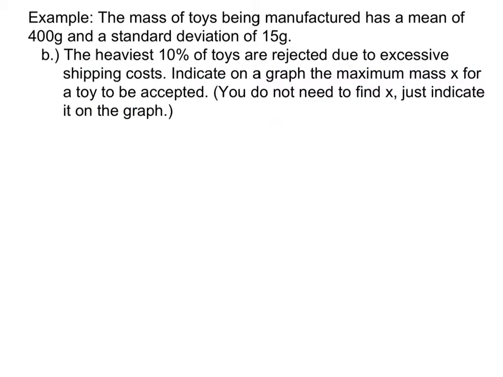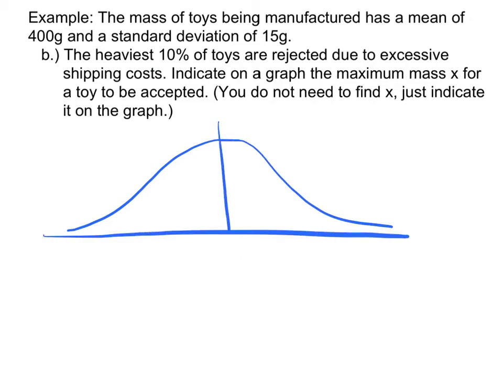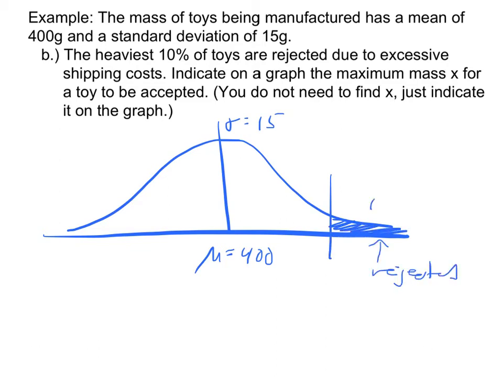Okay, so again, the mass of toys being manufactured has a mean of 400. So again, we've got our bell curve here. We've got our mean of 400 in the middle. We've got our standard deviation of 15. They're saying the heaviest 10% of toys are rejected. So there's some region up here that's rejected, and we know that area is 0.1. Okay, but that means that the ones that are on the other side of that, there's an area of 0.9 over here. And that's the area that you're going to want to give to INV norm.